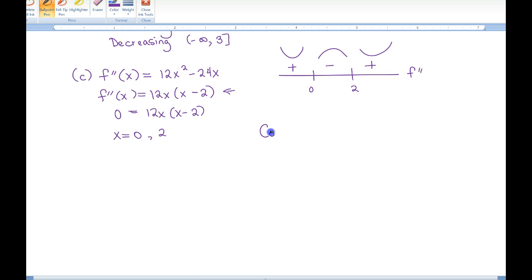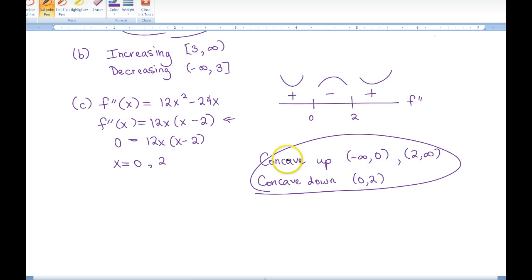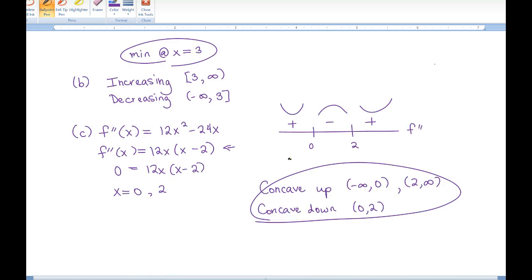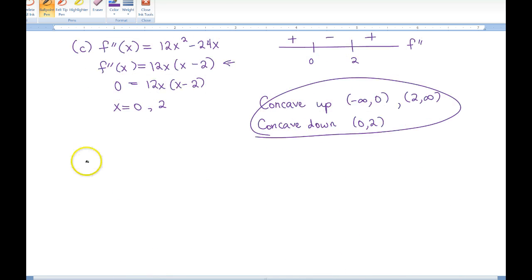So it's concave up from -infinity to 0. And then also from 2 to infinity. And then we see it's going to be concave down from 0 to 2. And then finally we want to sketch a curve.